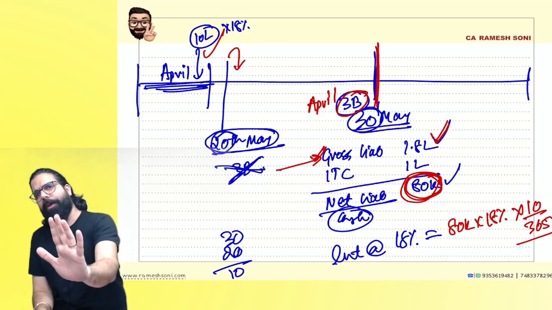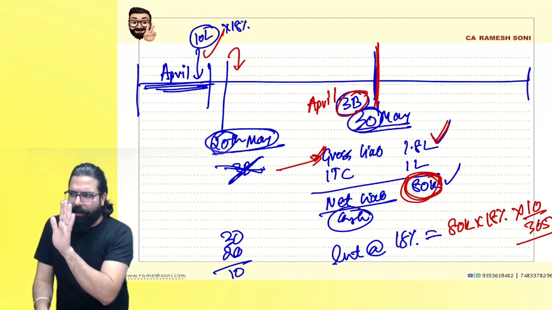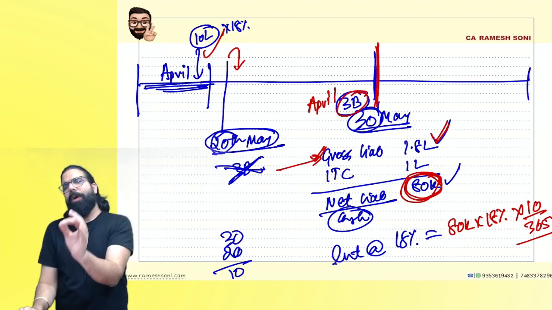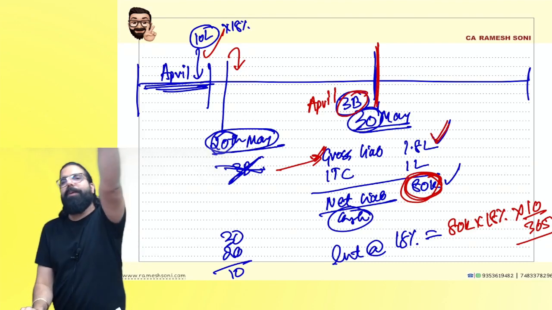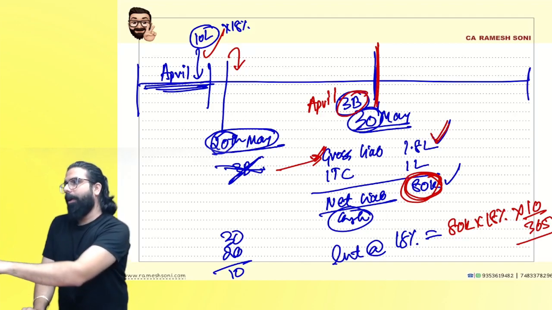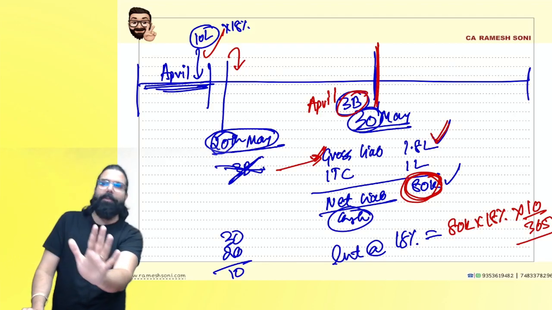Is my point clear? This month ka sale shown in this month ka return. Only return is late. Then for late filing of return, there is late fee. Late payment of tax by 10 days, interest of 10 days only. Is my point 100% clear?